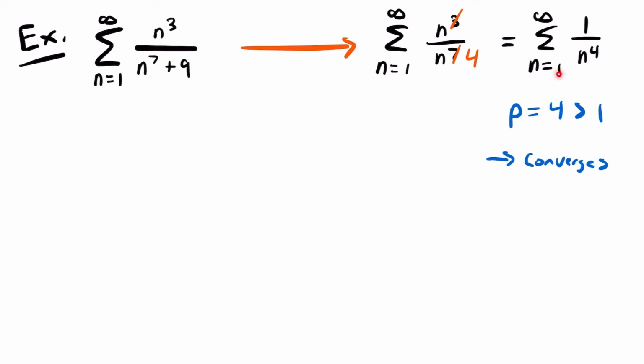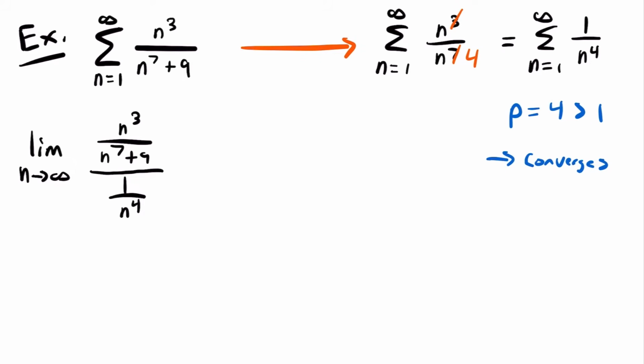And so now that we have chosen a comparison series and know that it converges, let's use the limit comparison test and take the limit as n approaches infinity of our original series divided by our comparison series, right? We will have n to the third power divided by n to the power of 7 plus 9 divided by 1 divided by n to the power of 4. Okay, and so this is what we do for the limit comparison test. We find our series that we want to compare to our original series and then take the limit as n approaches infinity of the original divided by the comparison.